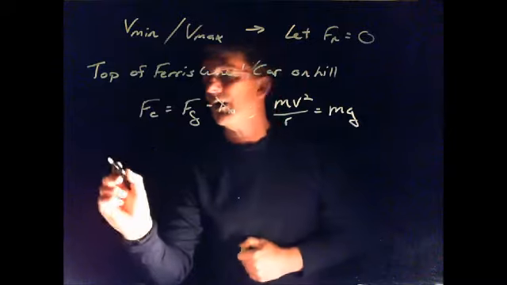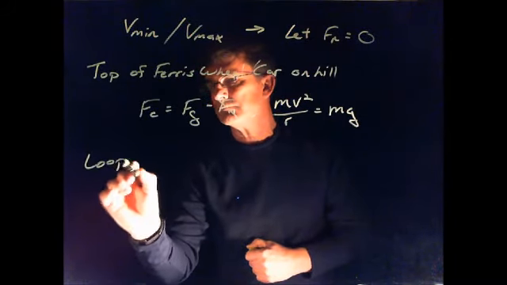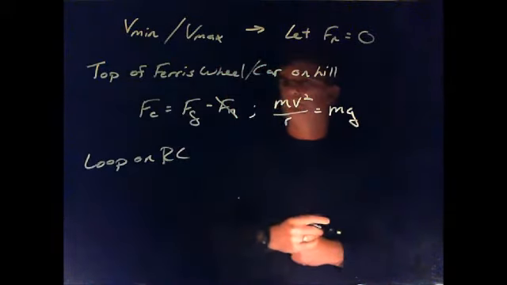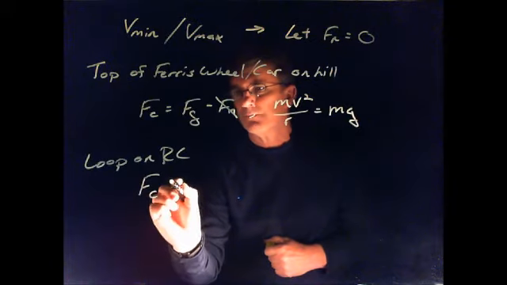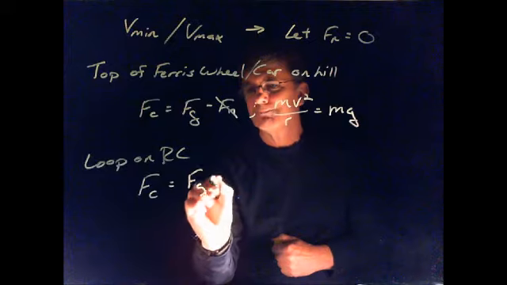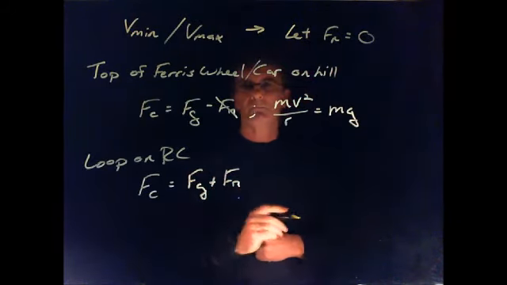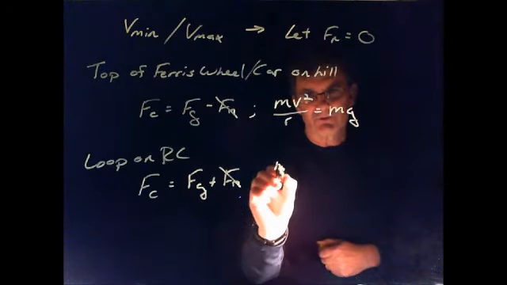If we're on a roller coaster, and this is a loop on a roller coaster where we're upside down, the centripetal force here is gravity plus the normal force, because the seat's pushing us down. We let the normal force go to 0, we get a similar expression.